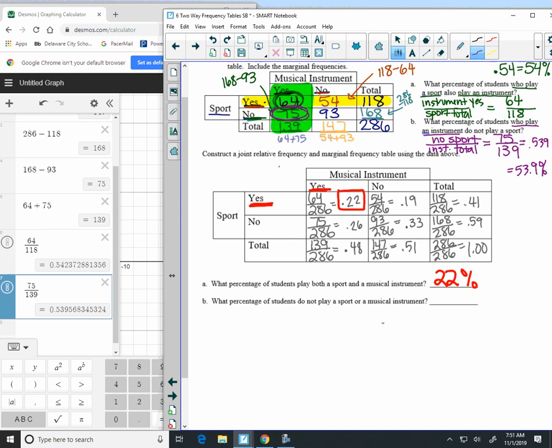If we're asked what percentage of students do not play a sport or a musical instrument, we're going to go to the no cell, and that's 0.33. That's 33%.